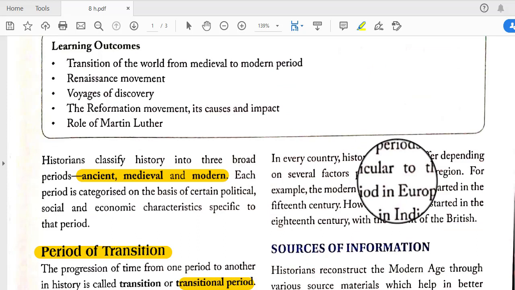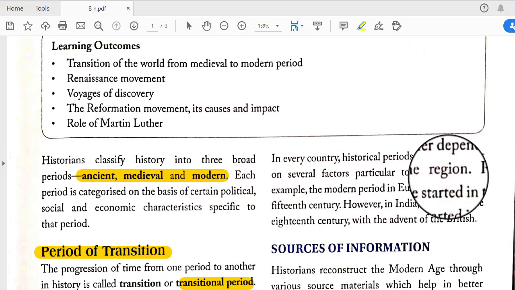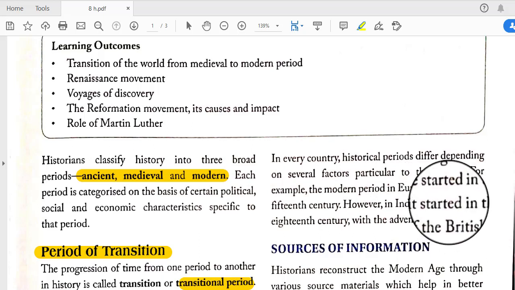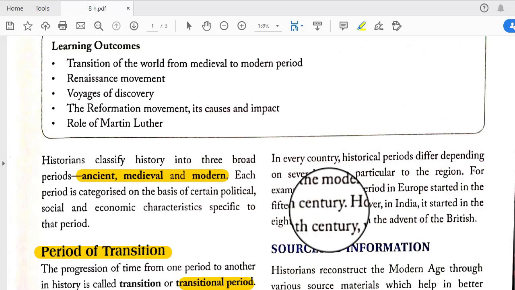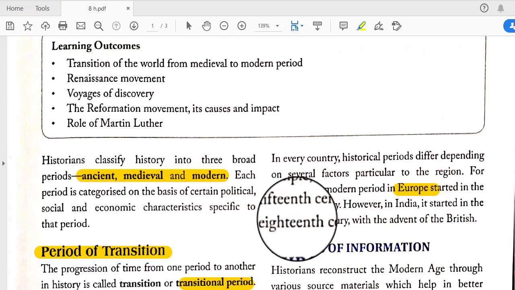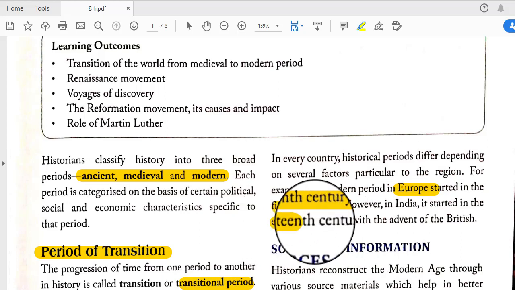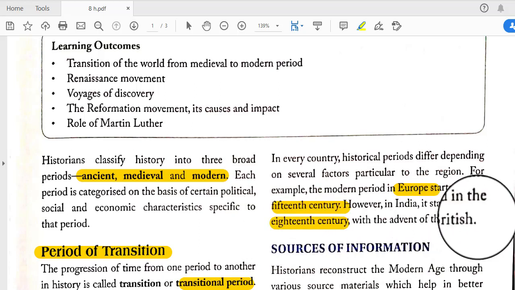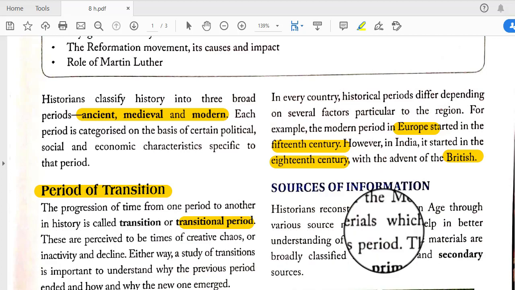In every country, historical periods differ depending on several factors particular to the region. So every country has its own classification of these times. For example, the modern period in Europe started in the 15th century, that means the last one started from the 15th century, and however in India it started in the 18th century. With the advent of the British, from that time the modern period started.